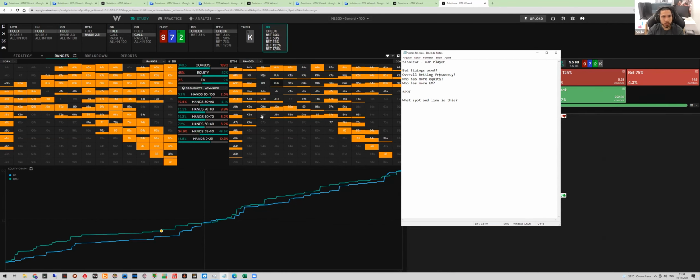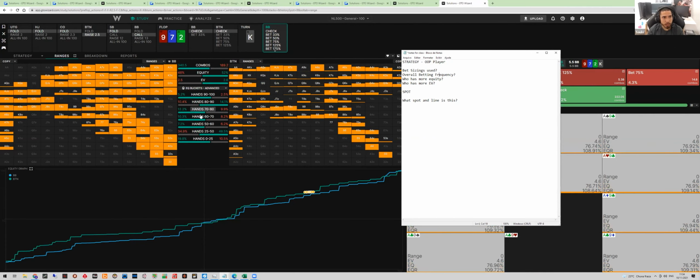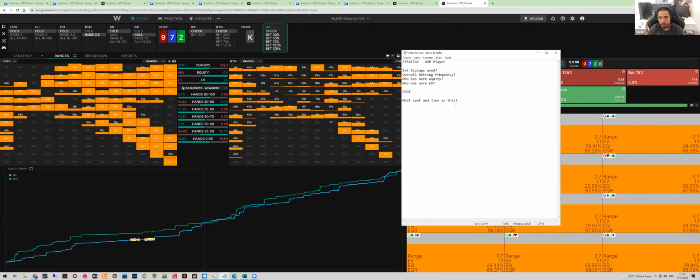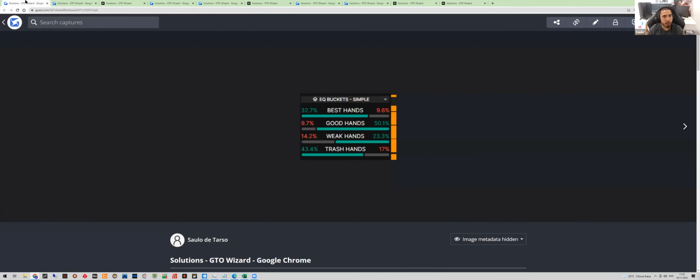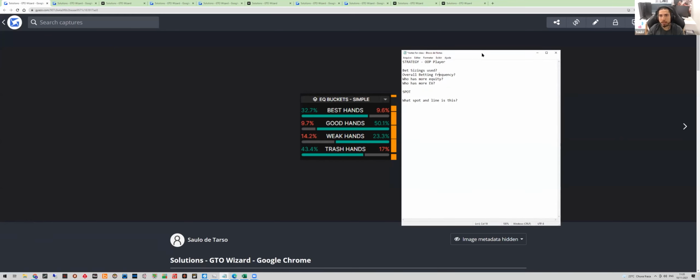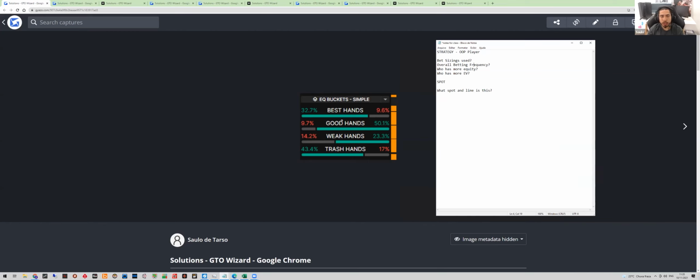So this was just an example here to show the equity buckets. We're going to start with this first screenshot here that I'm going to put on the screen right now. Okay. I'm not going to tell you what spot this is. I'm not going to tell you what line this is. I'm just going to show you the equity buckets and you're going to try and answer these 4 questions.